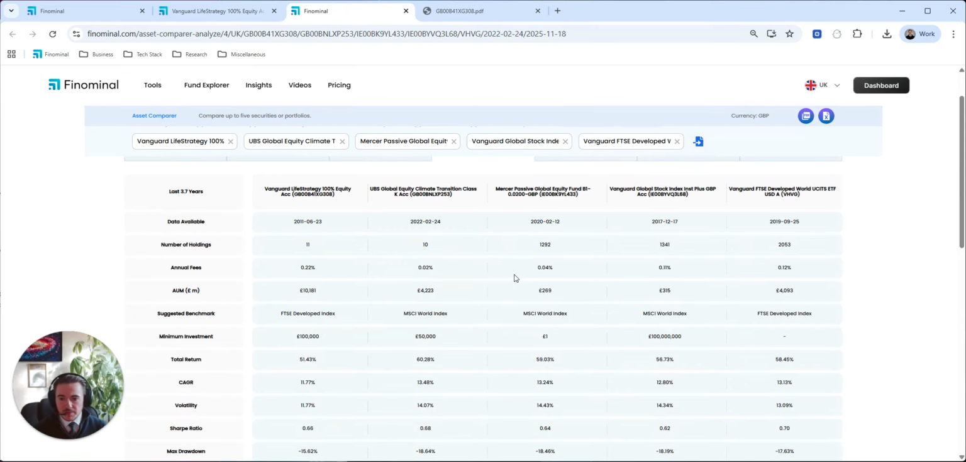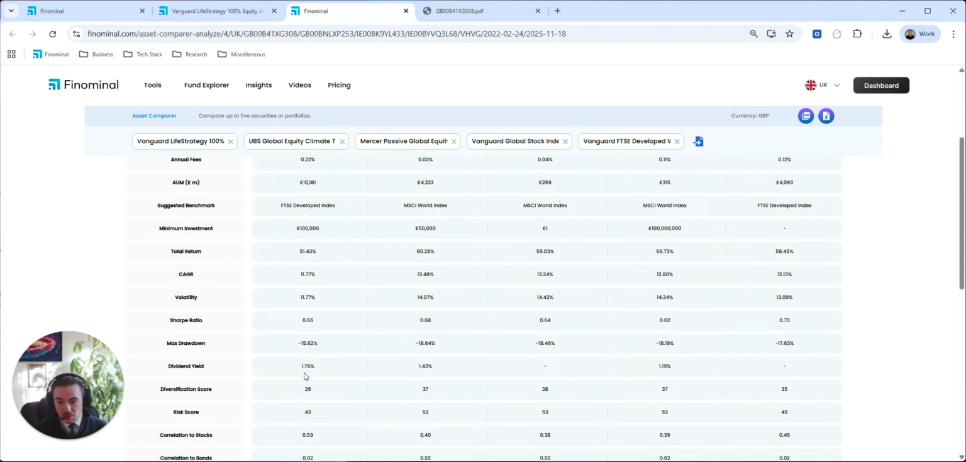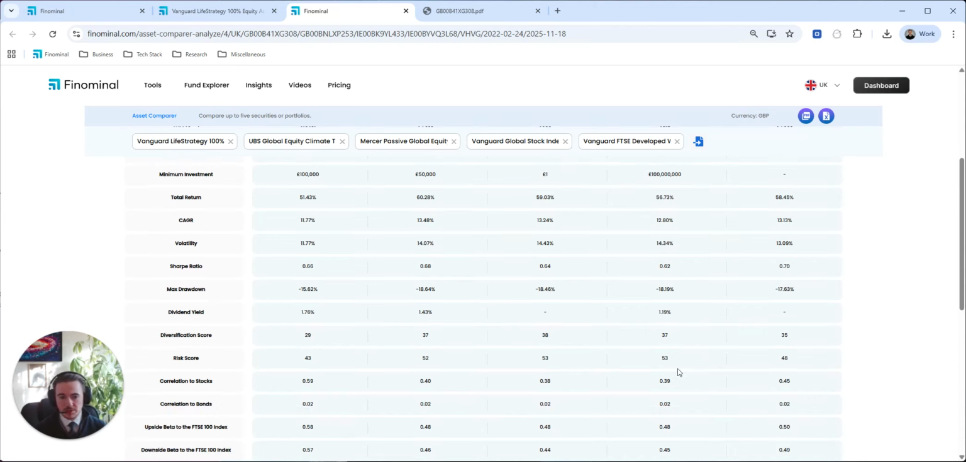Looking at the statistics, as mentioned, out of all of its peers, it is one of the more expensive ones at 0.22%, as well as compound annual growth rate is also the lowest of the lot, though volatility has been the lowest out of all of those as well. So pros and cons, I would say, to this one. It has also seen the highest dividend yield at 1.76% versus 1.43 for that UBS fund and 1.19 for the other Vanguard fund. So, as mentioned, pros and cons to this fund indeed.